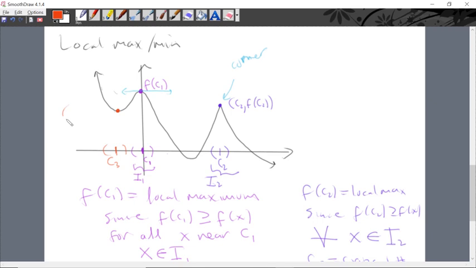All right, so this is the point C3, f of C3. So we could declare that f of C3 is a local, or a relative, is the other word you can use for it, local or relative minimum. And that is since, symbolically, stating what we can see here graphically, f of C3 is less than or equal to f of x for all x in the little interval that we created around C3. Let's call this interval I3.